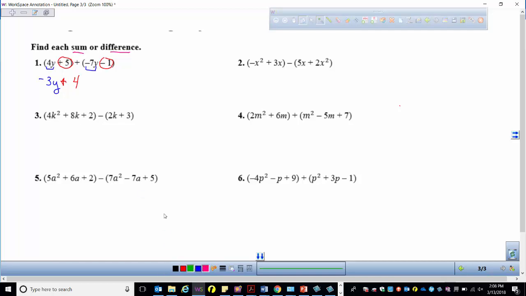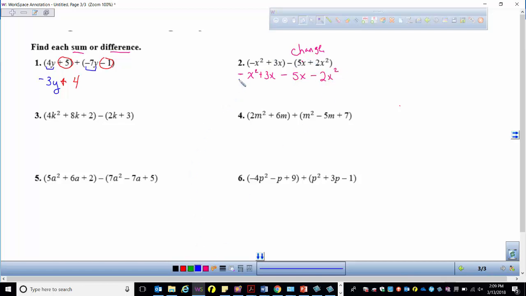Now, if you have one that's subtracting, like number 2, what you have to do is change the second one. So you're going to change this one. So the first one I'm going to copy, negative x squared plus 3x. This one I have to change the signs. So the 5 becomes minus 5x, and the 2 becomes minus 2x squared.